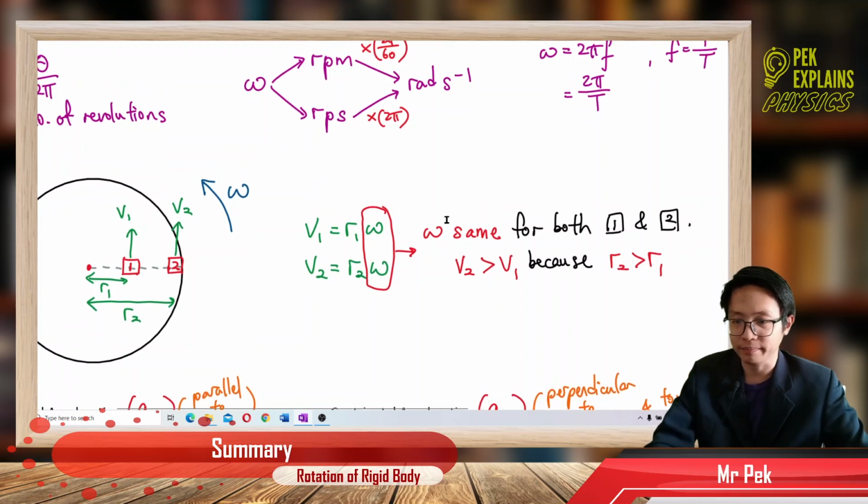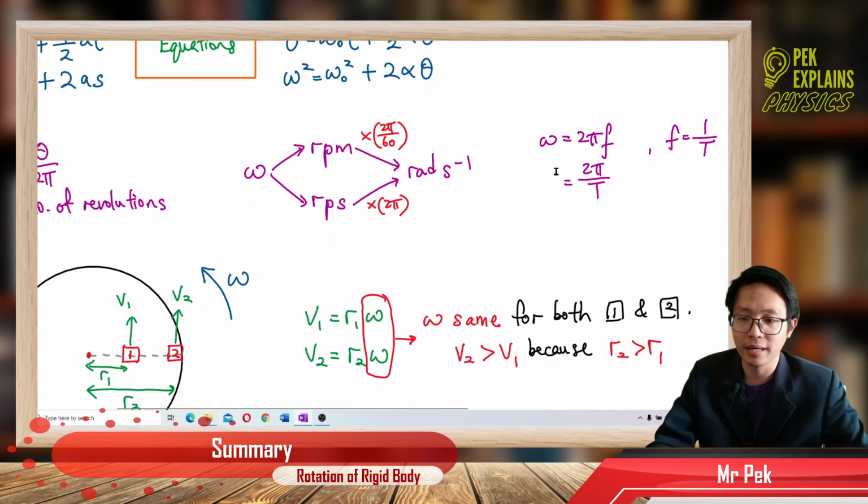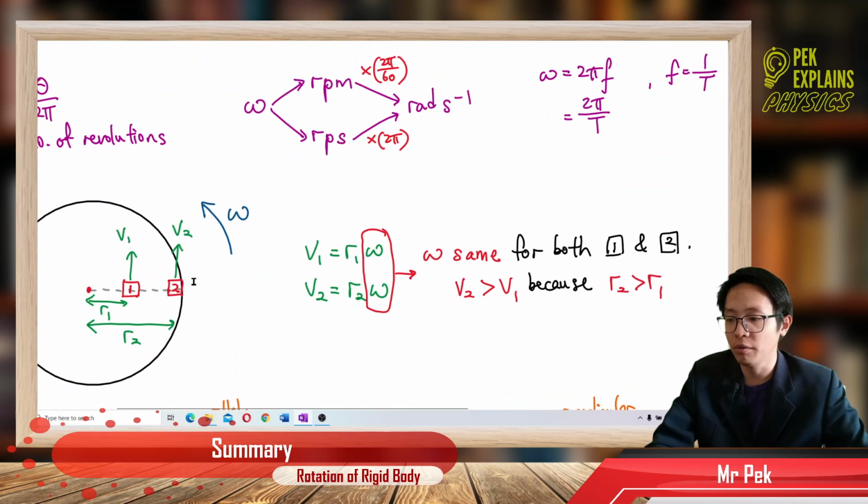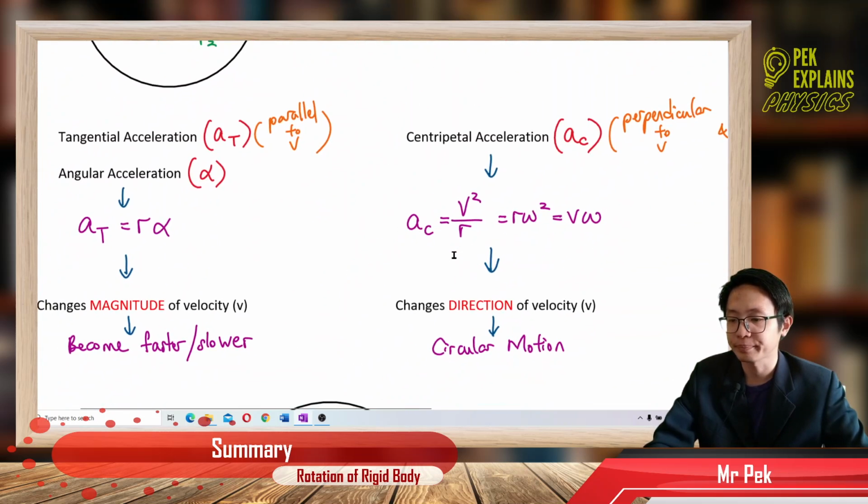When omega is the same, of course they have equal period, and also equal frequency. Same omega, same period, same frequency. But of course for the speed, in order to complete the circle at the same time as object 1, object 2 has to travel faster to catch up, isn't it? Because its radius is bigger than radius 1. Alright? Okay, enough of that.